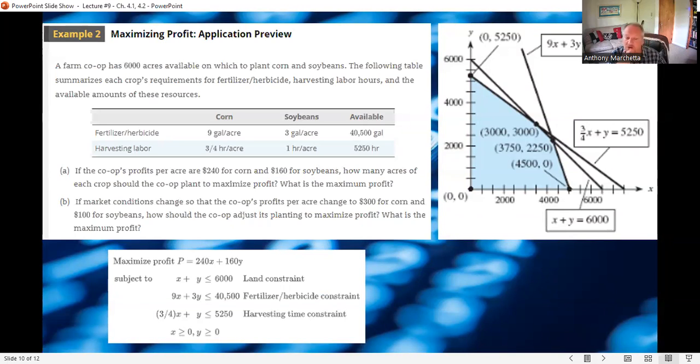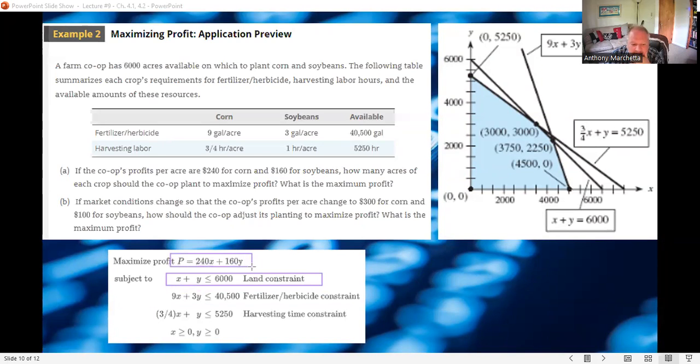First, we have a land constraint. We told you right in the beginning that the farm only has 6,000 acres. So the acres of corn plus the acres of soybeans must be less than or equal to 6,000. That's what I'm looking at right here, friends, right? Because I'm still here now. I hope you're following with me. This is where we are, right?